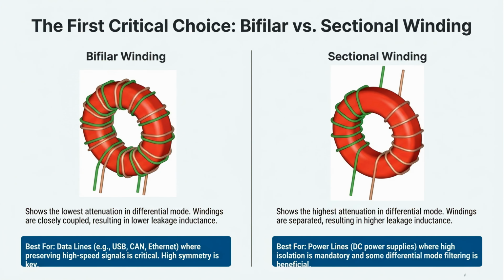Bifilar windings are best for data lines as they offer high symmetry and low leakage. Sectional windings are ideal for power lines, providing higher isolation and differential mode filtering.